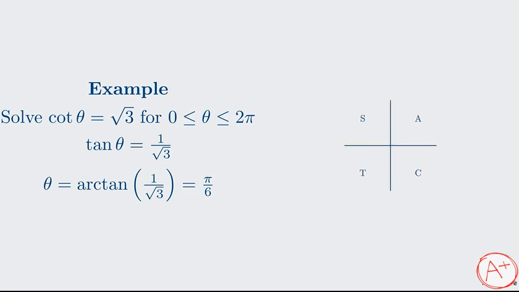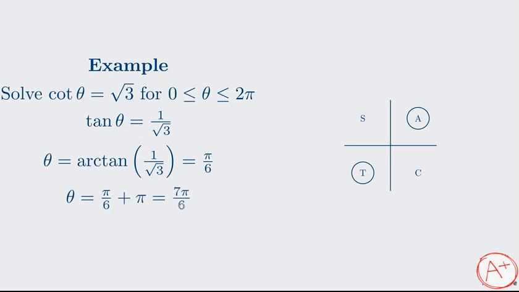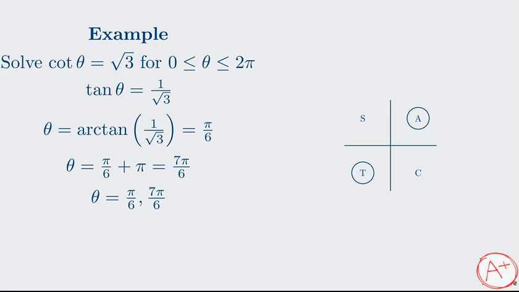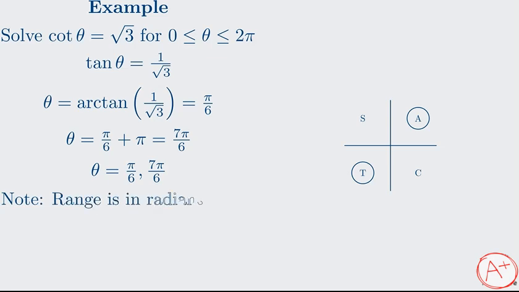Now we must find all solutions within the given range of 0 to 2 pi. We use the cast diagram or the periodicity of the tangent function. Tangent is positive in the first quadrant, which gives us our principal value, pi over 6. It is also positive in the third quadrant. To find the third quadrant solution, we add pi to our principal value. So our two solutions are theta equals pi over 6 and 7 pi over 6. Always check your range at the start to see if the answer should be in degrees or radians. Here, the range was 0 to 2 pi, so radians were required.